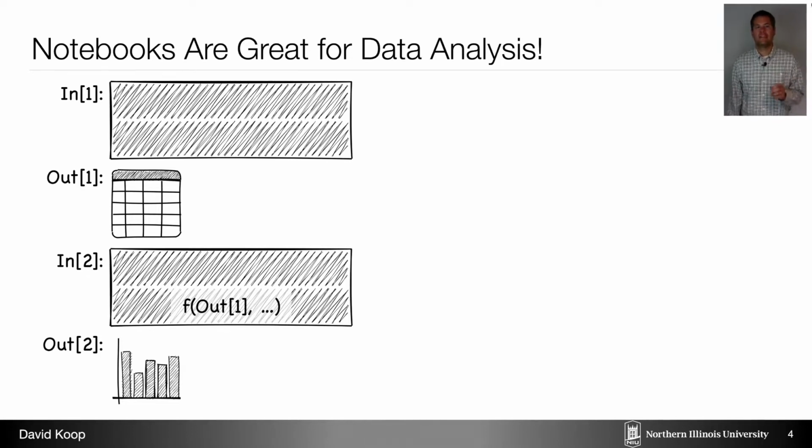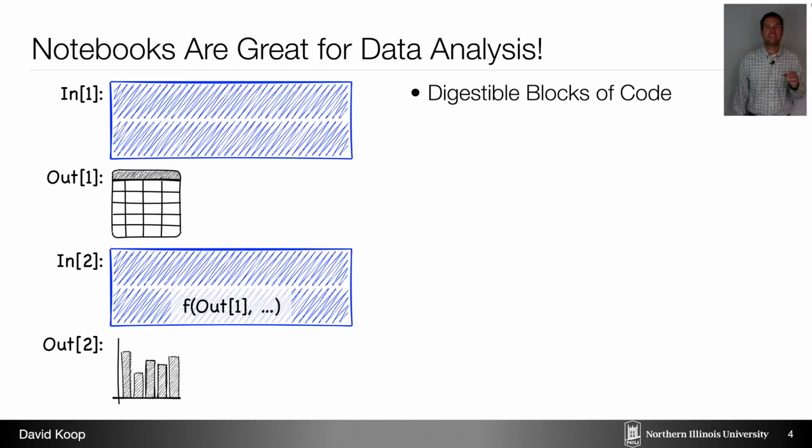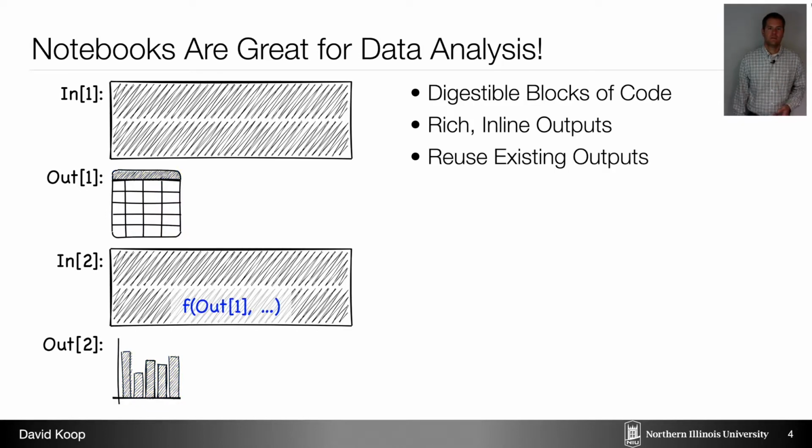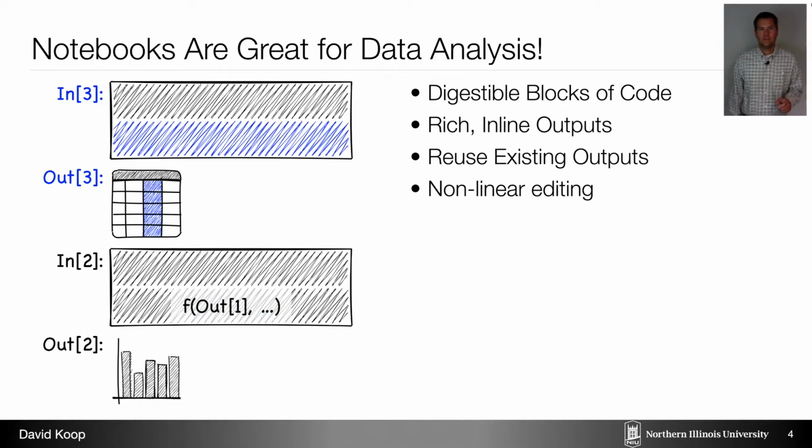Notebooks are great for data analysis, right? Because we have these digestible blocks of code. We don't have 200 lines, it may be 2 or 10 lines. We have rich inline outputs. We don't have to switch between different applications to look at those outputs. And we can reuse the outputs from one cell in a second cell. In addition, we can execute and edit any cells we want. So we can go back and edit a cell, re-execute it, and see just for that particular part of the code what changed.